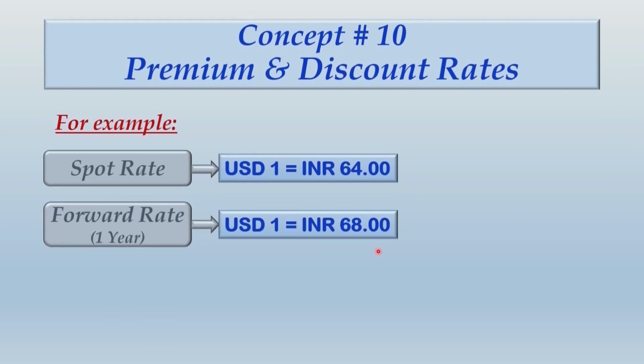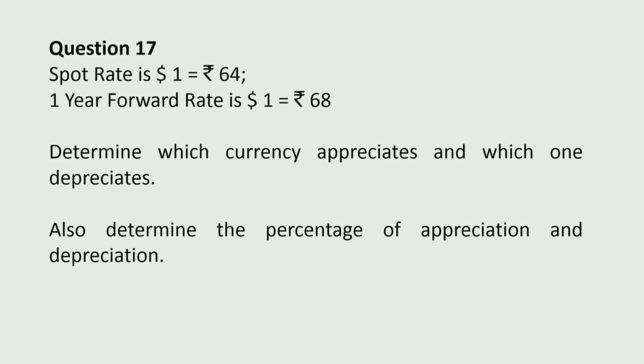In fact, in your textbook, one of the questions is exactly asking you to do the same thing, and that will be question number 17. Let us read this question. Spot rate is $1 equals rupees 64. 1 year forward rate is $1 equals rupees 68. Determine which currency appreciates and which one depreciates. Also determine the percentage of appreciation and depreciation.